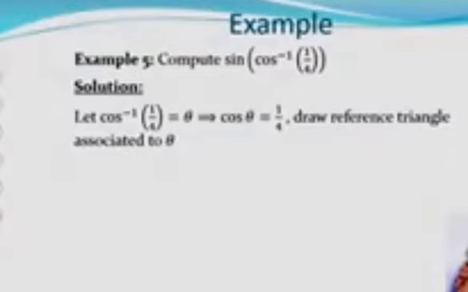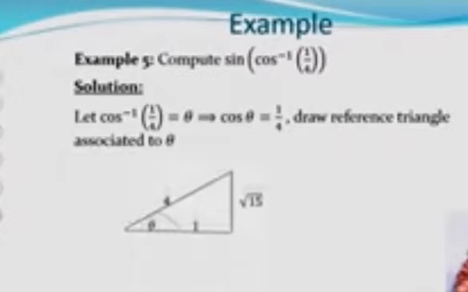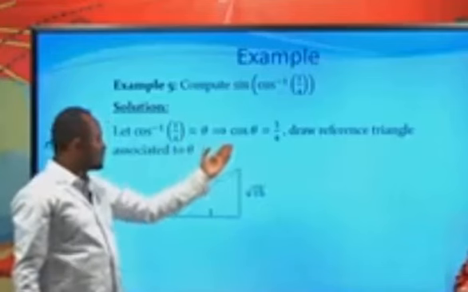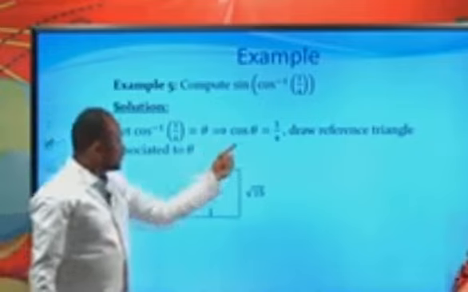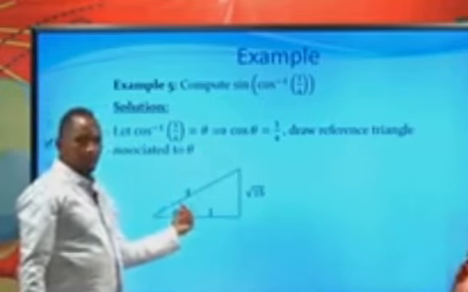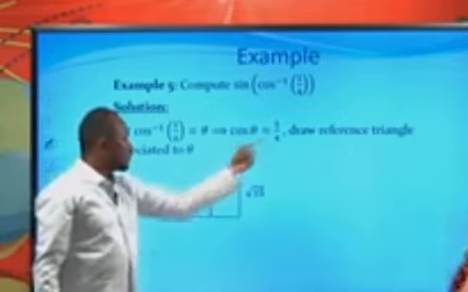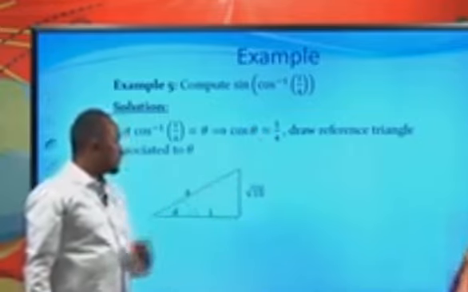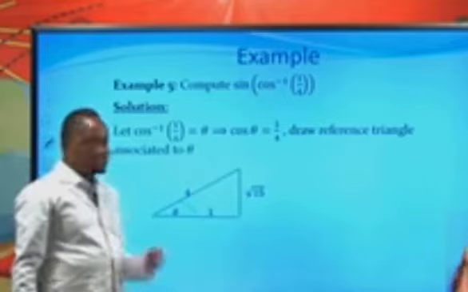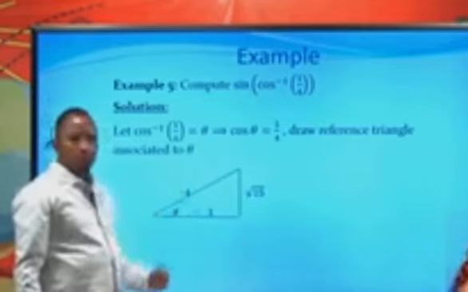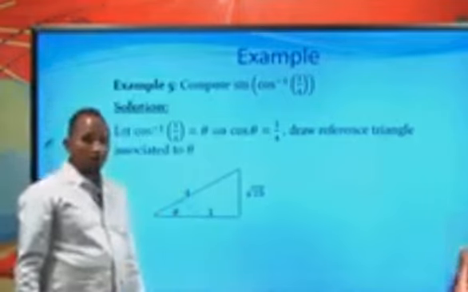And draw a reference triangle for this. For this reference triangle, you will have this one. You have theta here, cos theta is adjacent over hypotenuse. So the adjacent is 1, the hypotenuse is 4. Using the Pythagorean theorem, you can find this one. It is the square root of 4 squared minus 1, which is square root of 15.